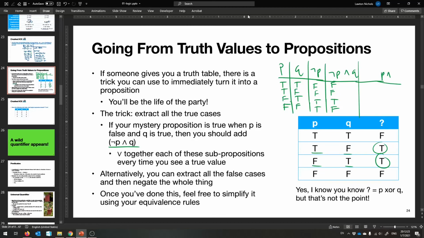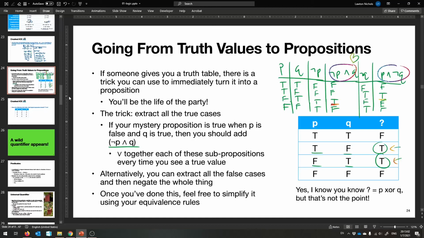P and not Q. Okay, so let me make a not Q line. That's going to be false, true, false, true. So this and P, oh man, is that only true in the second row? False, false, false. So if I OR these two things together, I'm going to get true here, and I'm going to get true here. And oh man, is that the answer? Oh yes, that's lovely. That's beautiful.